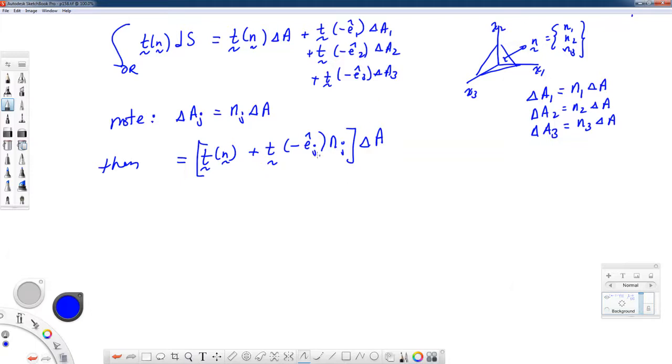Now this is getting a little awkward with this minus E hat 1, 2, and 3 direction. Again, this is an implied summation here. It's getting a little awkward with that notation. So we're going to do something. We're going to rewrite this notation just a little bit.